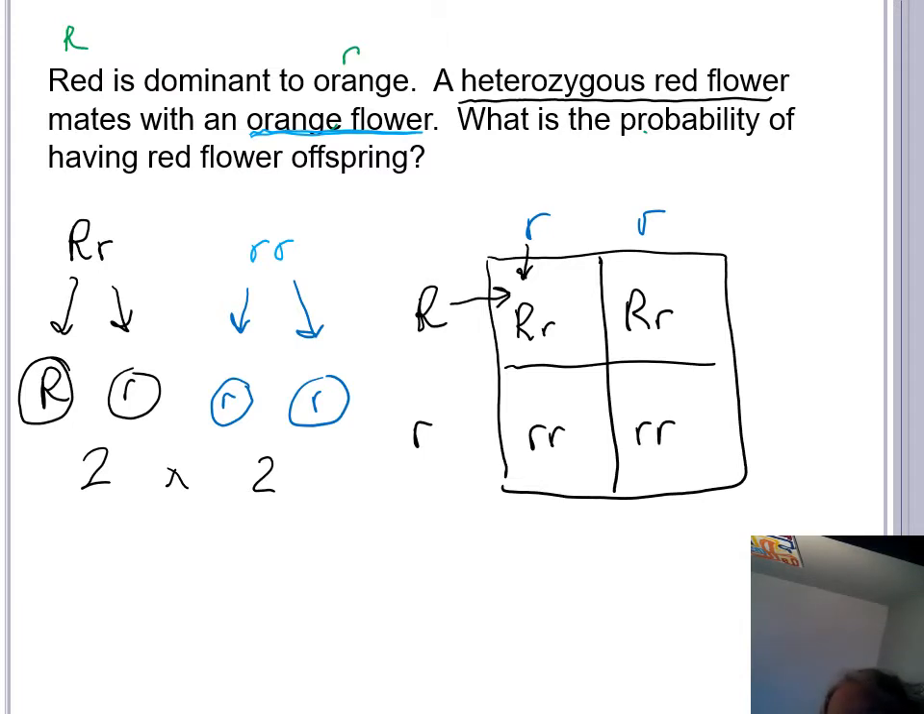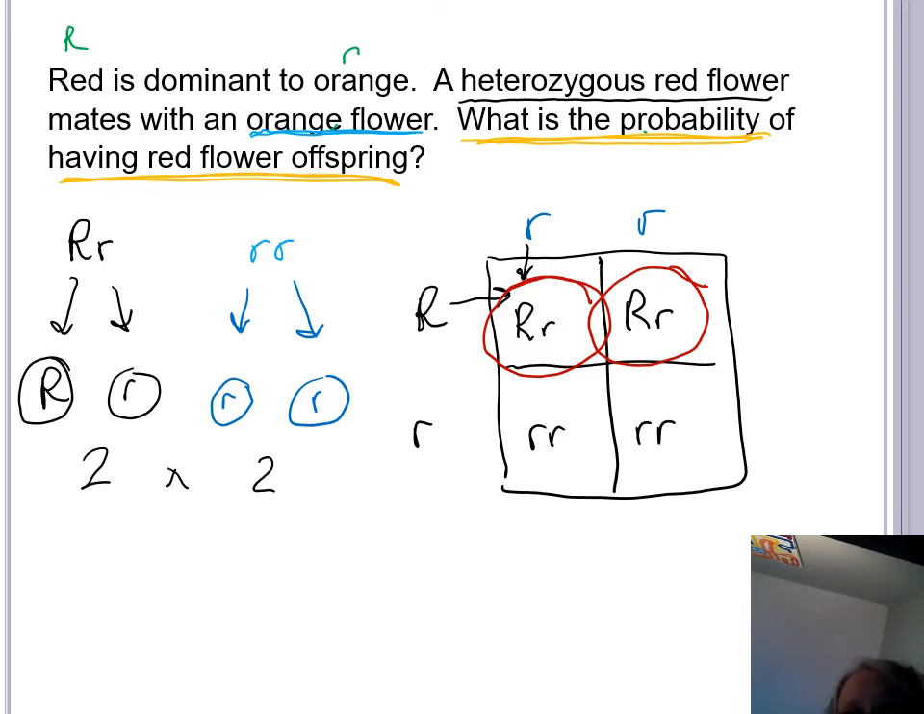We can now go back to our question and answer what was originally asked. What is the probability of having a red flower offspring? So I look at my Punnett square. This individual is going to be red. This individual is going to be red. This individual is going to be orange. This individual is going to be orange. So the answer to the question, what is the probability in this cross of having a red flower offspring? The answer would be 50%, or you could say 2 out of 4, or you could say 1 out of 2. All of those would be correct answers.